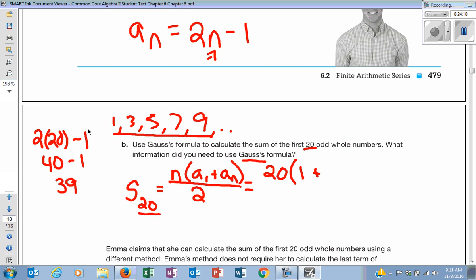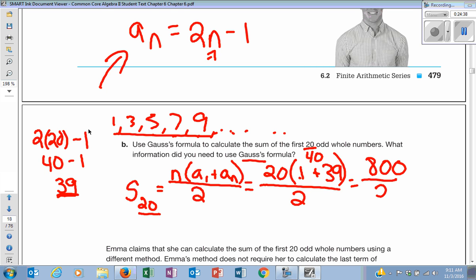And what I realized is if I counted this out and kept going, my 20th one would be 39. I used my formula from right here to figure out the 20th odd number. So 39 plus 1 is 40. 40 times 20 is going to be 800. And 800 divided by 2 equals 400.